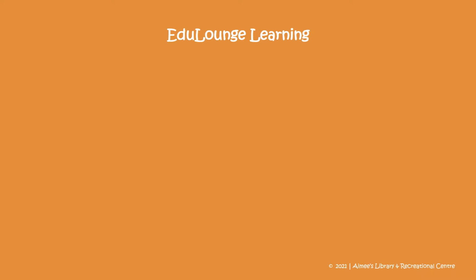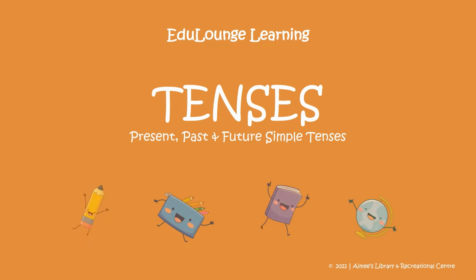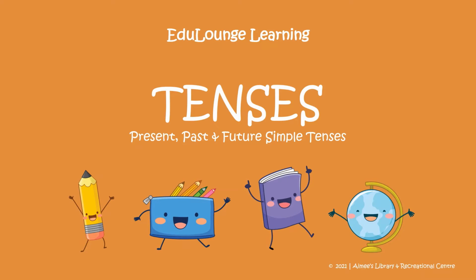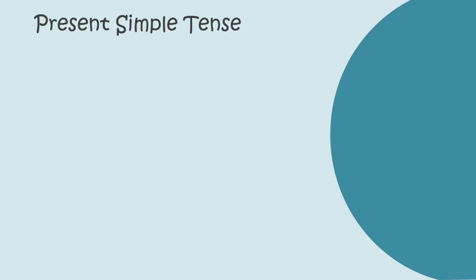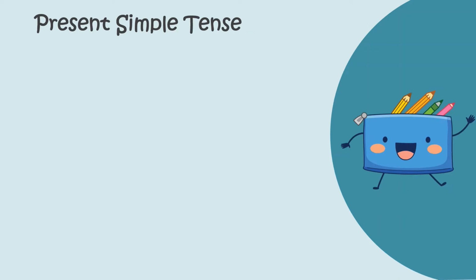The first set of tenses we'll be talking about are present, past, and future simple tenses. Let's take present simple tense. This tense refers to actions in the present. With regular verbs, you form the tense by using the verb stem as it is. There are no changes to the verb stem.